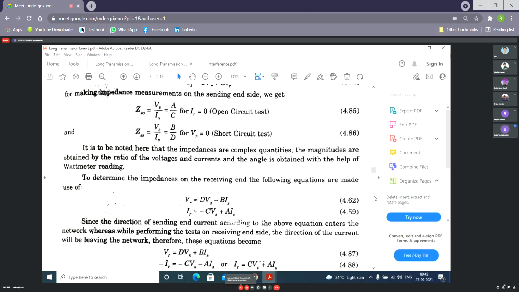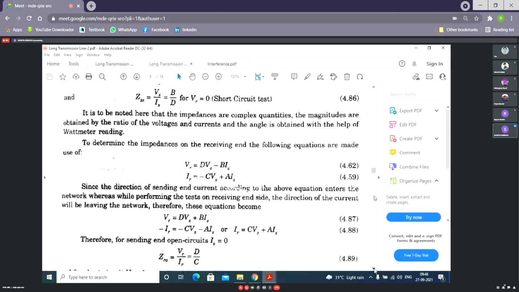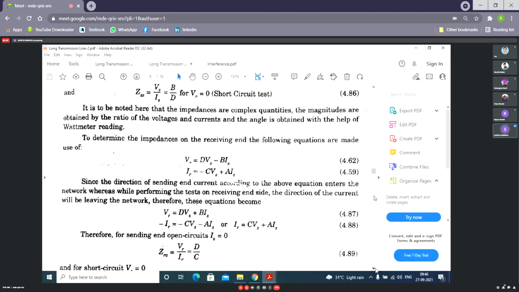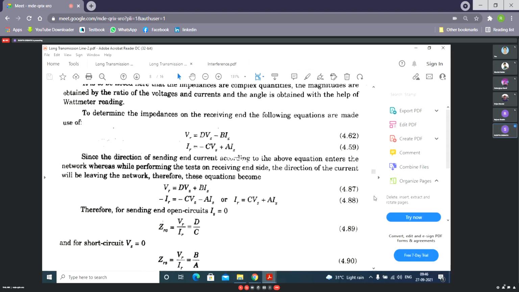When the sending end is open circuited, this IS will become 0. So what will you have? VR by IR, you will have D by C, isn't it? Because these will be 0 as the sending end side is open circuited. So that is actually termed as ZRO. Again, with the sending end side short circuited, VS will be 0, and these VS terms will be 0. So VR by IR will be B by A, and that is termed as ZRS.